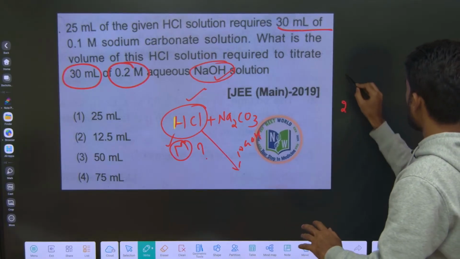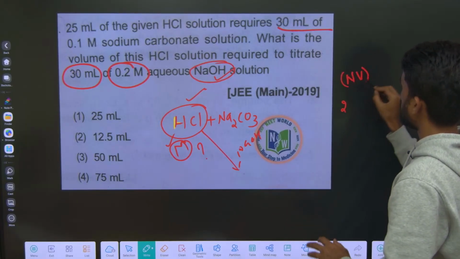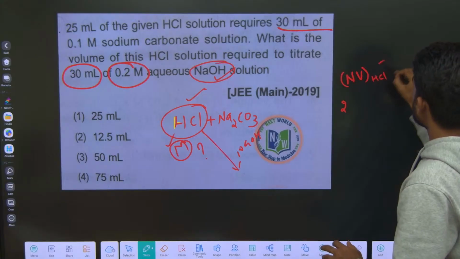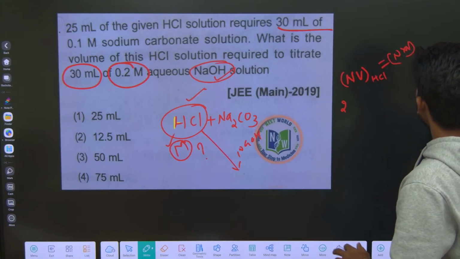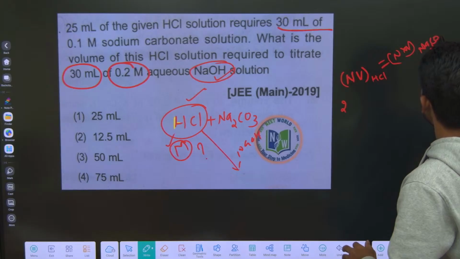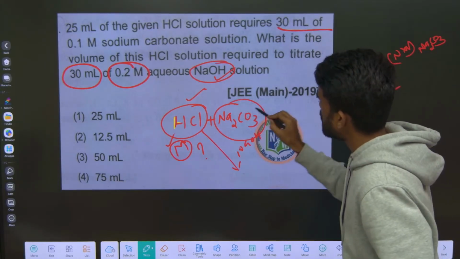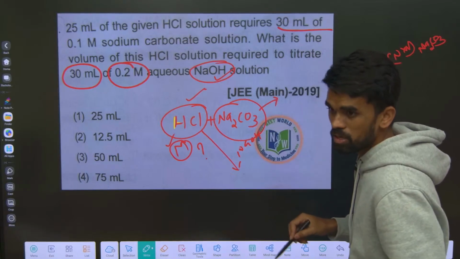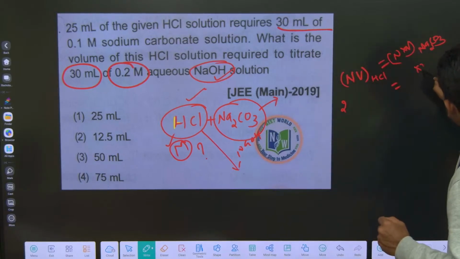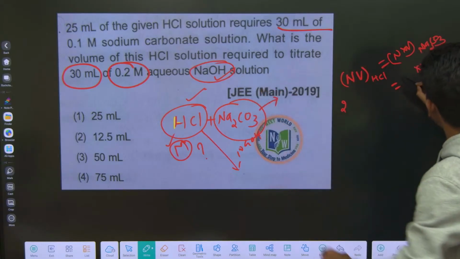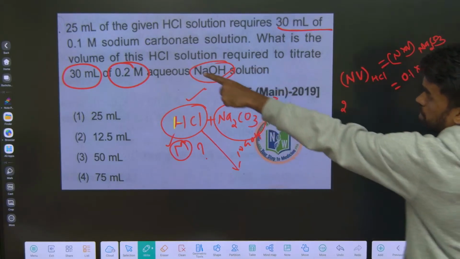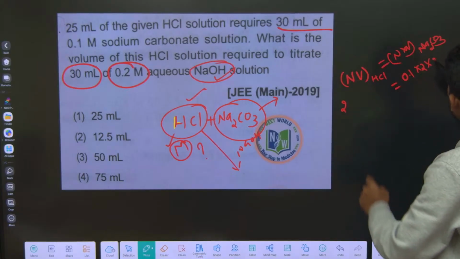So N into V of HCl equals N into V of Na2CO3. Now, what is the n factor of Na2CO3? See, what is the total positive charge, plus 2, and negative charge, so n factor is 2. So take here 2, and what is its molarity given? So 0.1 given molarity and volume given 30.